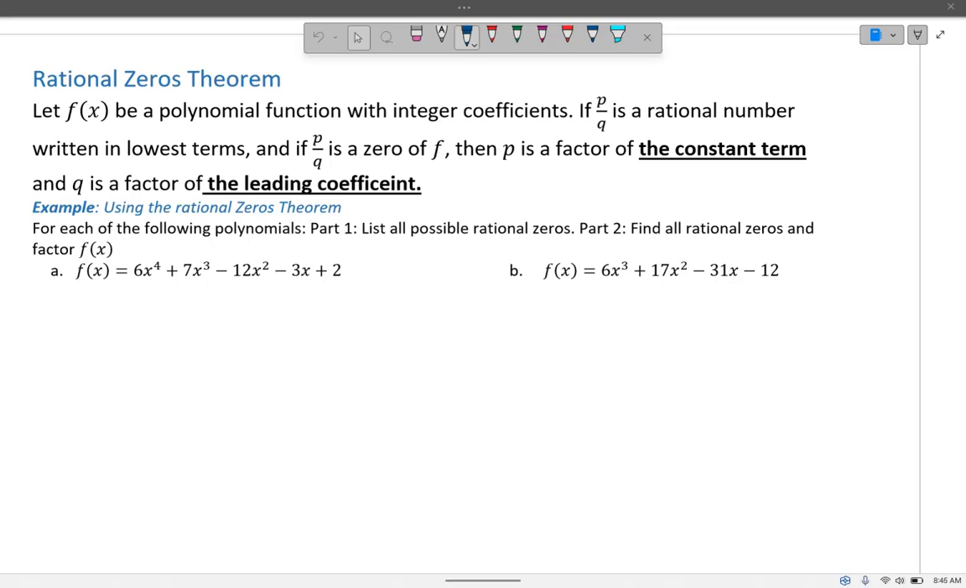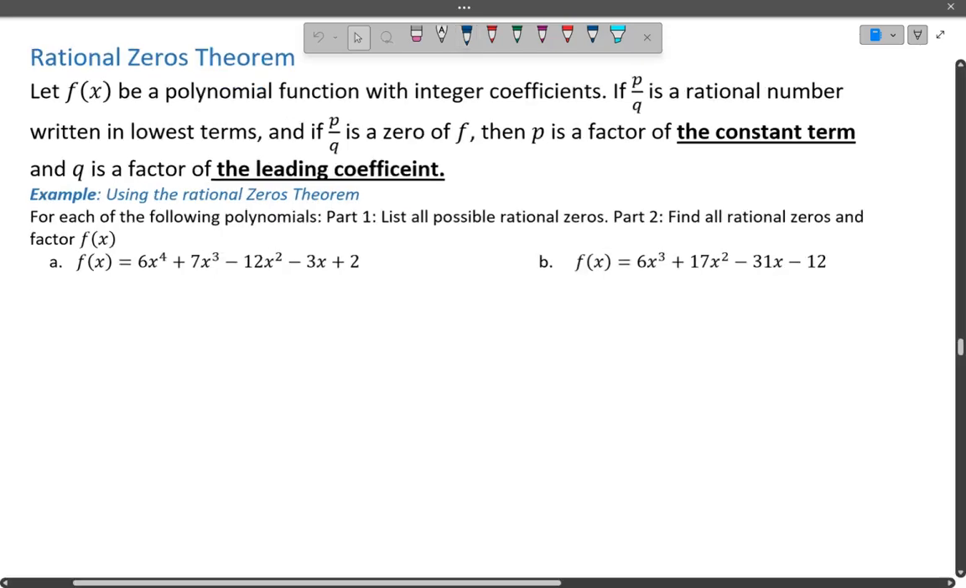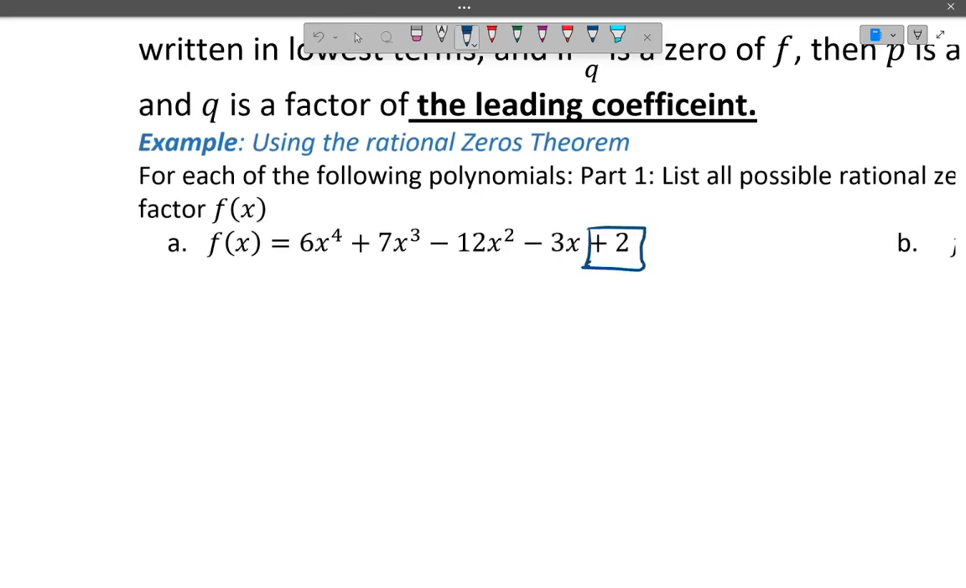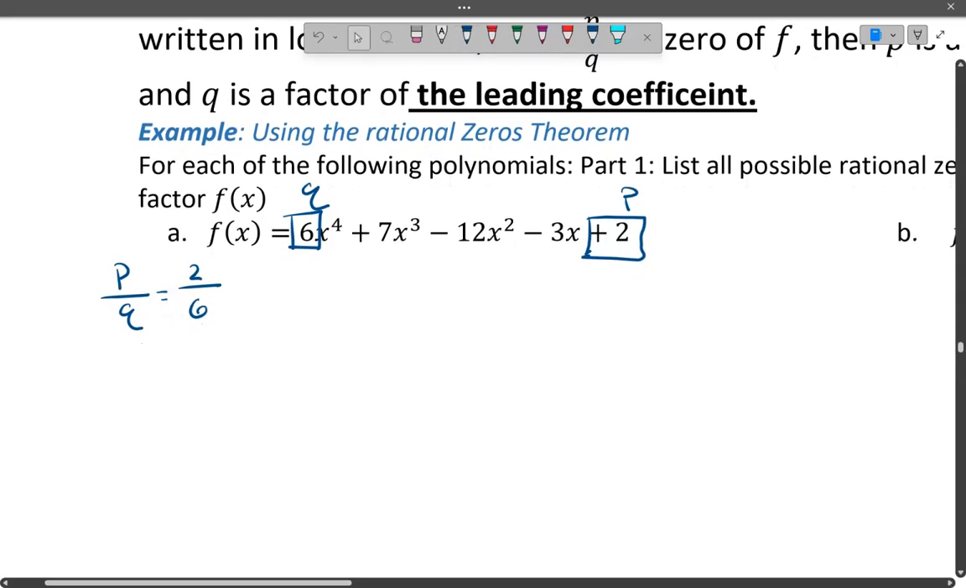So it's typically easiest if we just dive right in and see what these p's over q's represent. Remember that p is the factors of the constant term. That's this term over here. And then q is the factors of the leading coefficient. So in order to generate our list of p's over q's, we're looking at 2 over 6. We do not want to simplify this fraction, but instead we're going to identify all the factors.